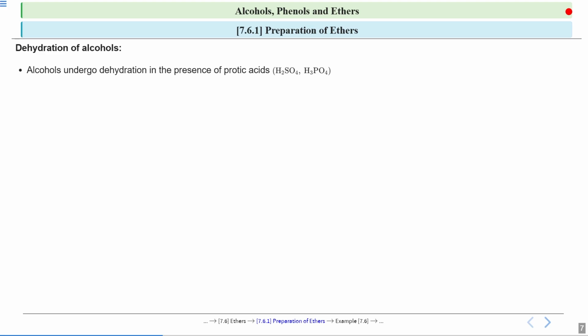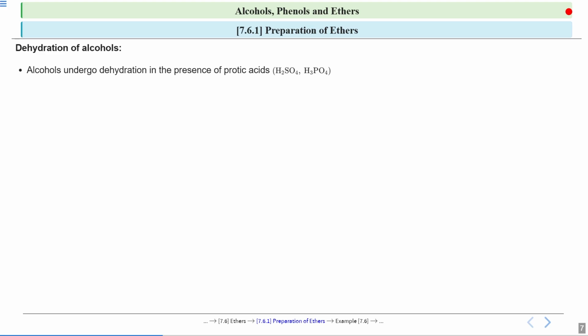So your alcohols undergo dehydration in the presence of a protic acid. Now, if this is dehydration, that means water removal, so you need an agent that can remove water from alcohol. What will that agent be called? It will be called a dehydrating agent. In this reaction, that dehydrating agent is your protic acids, that is H2SO4 and H3PO4, protic acids which easily give up a proton, that is H+.